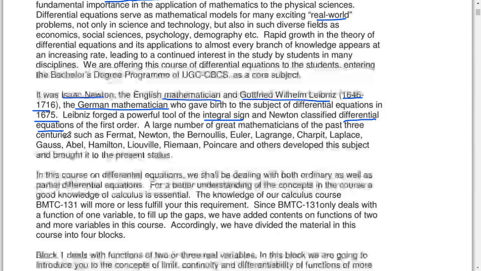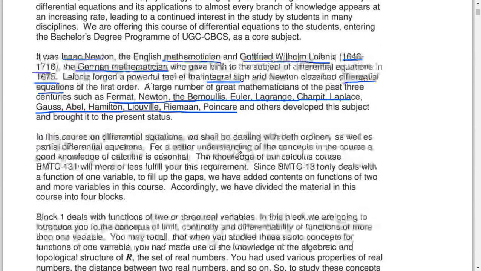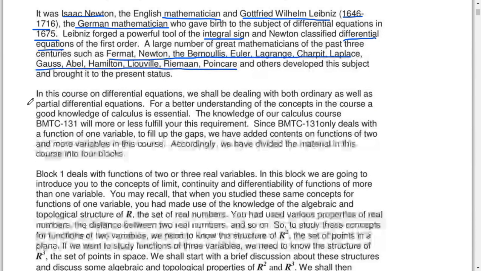of the first order. A large number of great mathematicians of the past 3 centuries, such as Fermat, Newton, the Bernoullis, Euler, Lagrange, Clairaut, Laplace, Gauss, Abel, Hamilton, Liouville, Riemann, Poincare, and others, developed this subject and brought it to the present status. In this course on differential equations, we shall be dealing with both ordinary as well as partial differential equations. For a better understanding of the concept in the course, a good knowledge of calculus is essential.